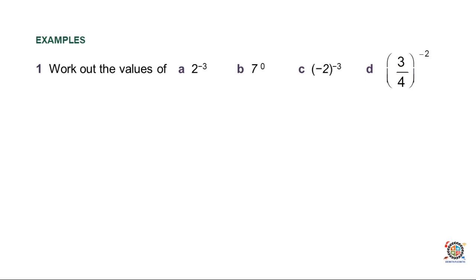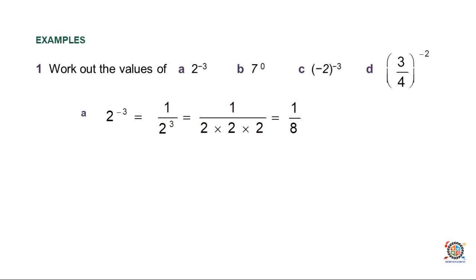Now, let's move on to some examples. Work out the value of A: 2 to the power of negative 3. Since it's a negative index, I will bring that down to make the index positive. So it will become 1 over 2 raised to the power of positive 3. And 2 to the power of 3 is 8, so the answer is 1 over 8.